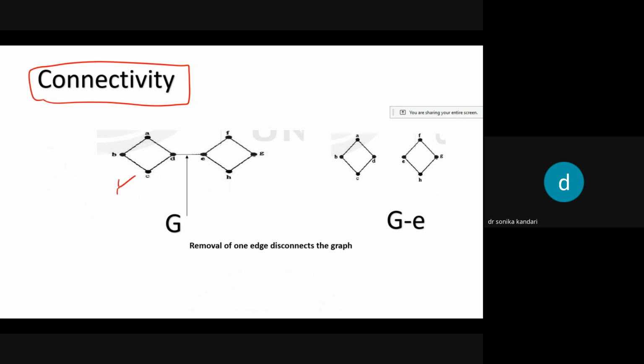Now look at connectivity. This example I have taken from your book. I have copied this example from your book. Connectivity. How can we say that connectivity is disrupted? How can you remove the connectivity?